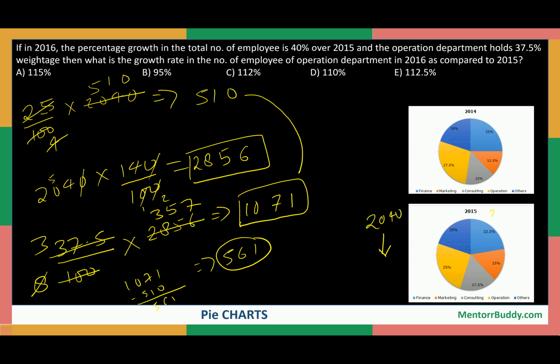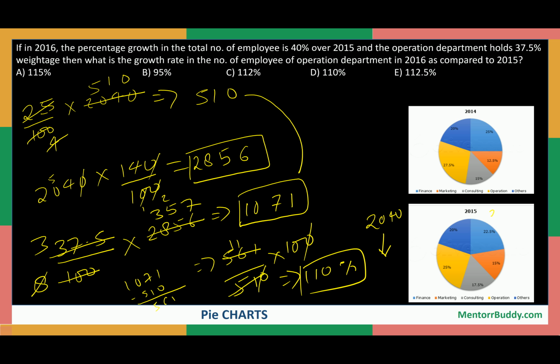So 561 is how much percent of the value in 2015? That is, 561 is how much percent of 510? So that is multiplied by 100. The 0 will be cancelled out. 51 into 11 times is 561. So this is coming out to be 110%. Correct, so option D is the correct one.